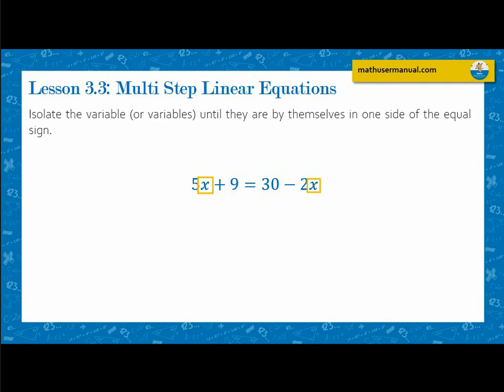Having different letters means different equations. That's something we are going to learn in a couple of units. For the moment, we have the same letter.